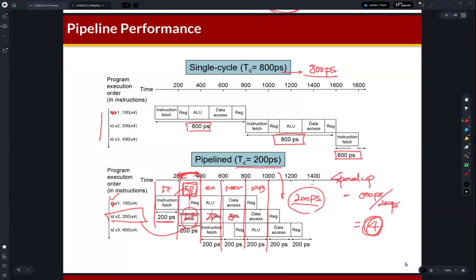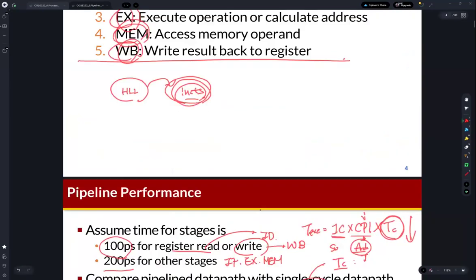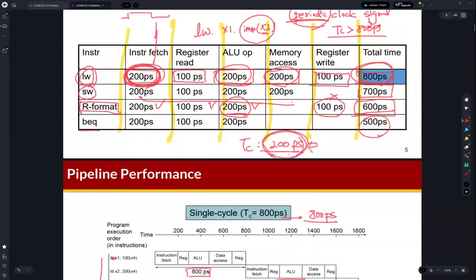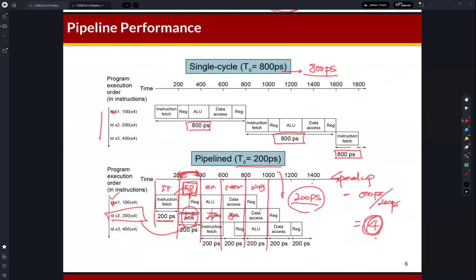But you can think, why 4? In the laundry process analogy, we can observe that the speed up is equivalent to the number of stages. There are 4 stages, so the speed up is 4, right? But in the processor design, the speed up is 4 even though we have 5 steps for executing instructions. Then why?